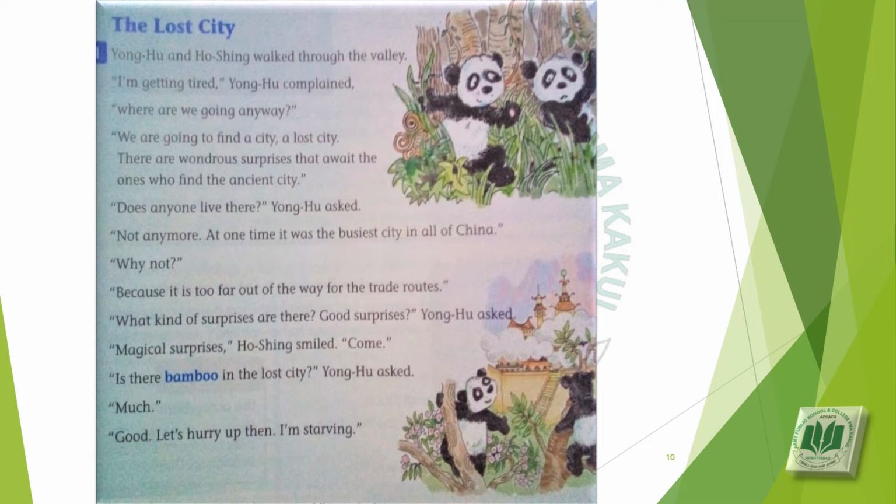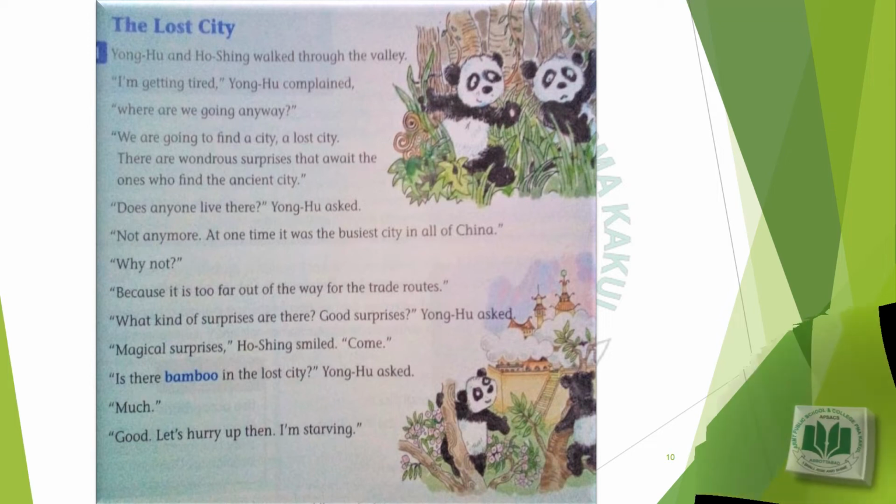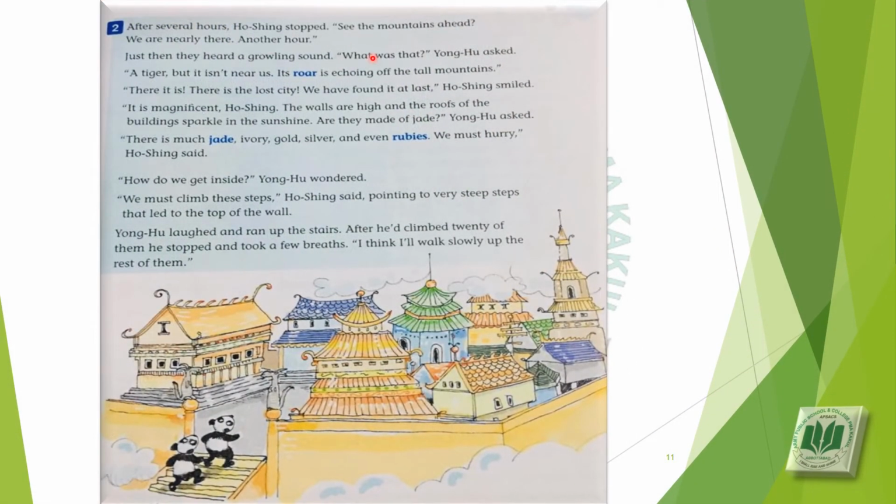"What kind of surprises are there? Good surprises?" Yong Hu asked. "Magical surprises." Hu Xing smiled. "Come." "Is there bamboo in the lost city?" Yong Hu asked. "Much." "Good. Let's hurry up then. I'm starving." After several hours, Hu Xing stopped. "See the mountains ahead. We are nearly there." Another hour. Just then they heard a growling sound.